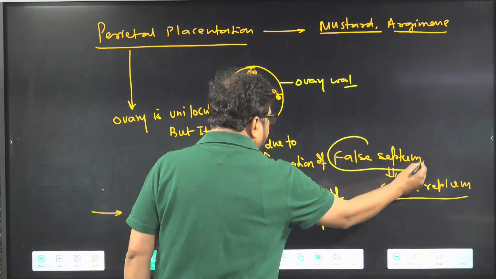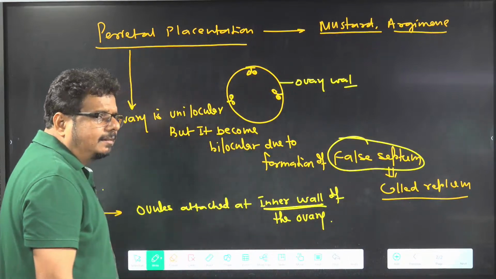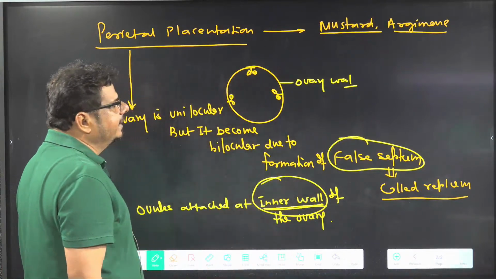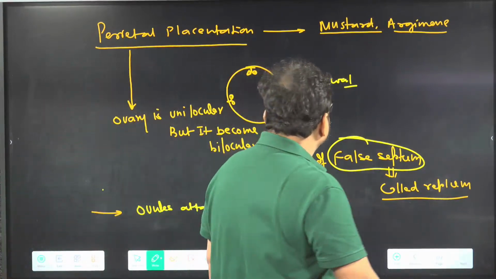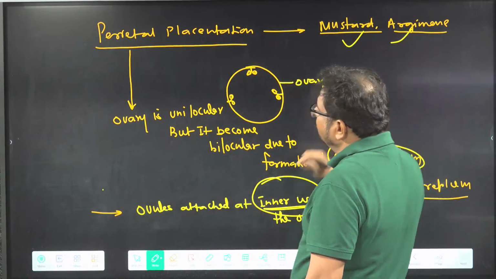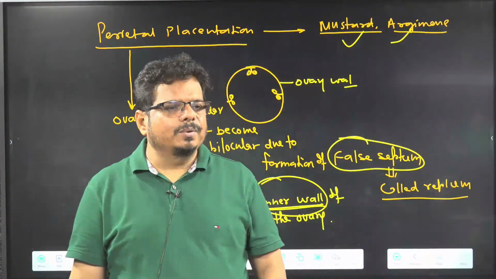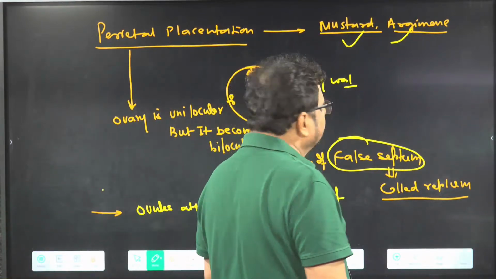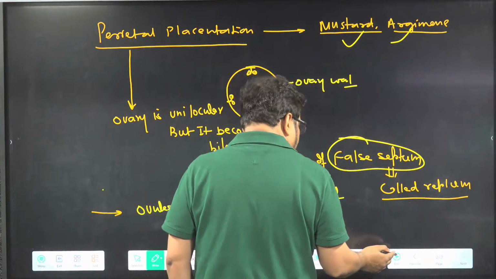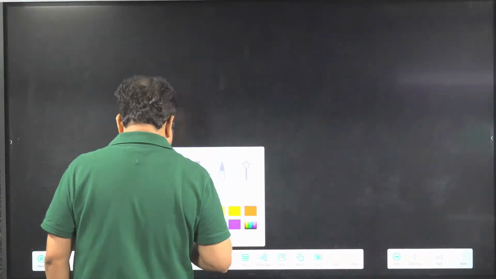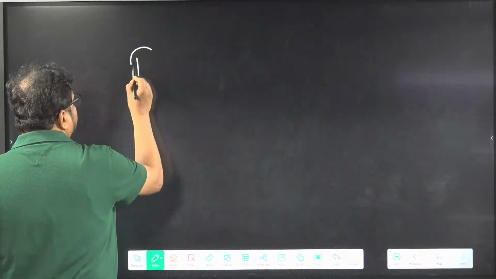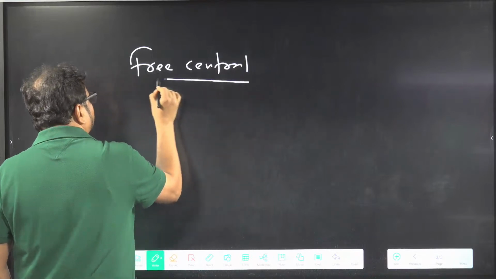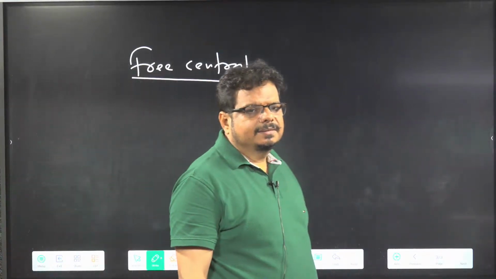One of the key points the examiner asks: present in which placentation, and ovule attached at the inner wall. They will also ask this line in the question. And another thing, they will ask the examples mustard and argemone. Nothing more will anyone ask you. Understanding came? Is it clear? So parietal is over. Now we are going to talk about which placentation? Free central. Free central type of placentation.